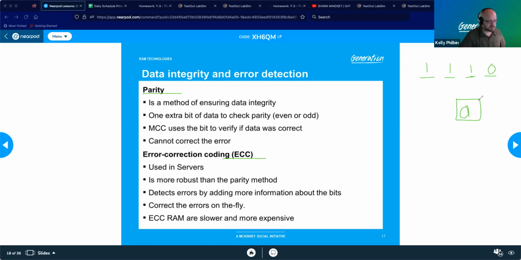Does that make sense? No. So then it means it would still be odd. Yeah. So that means the data I received is bad, so it has to drop that data and ask the system to resend it.